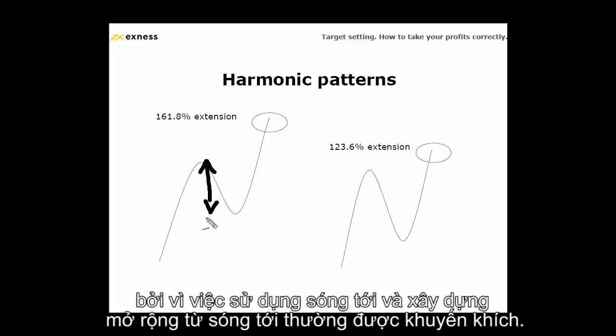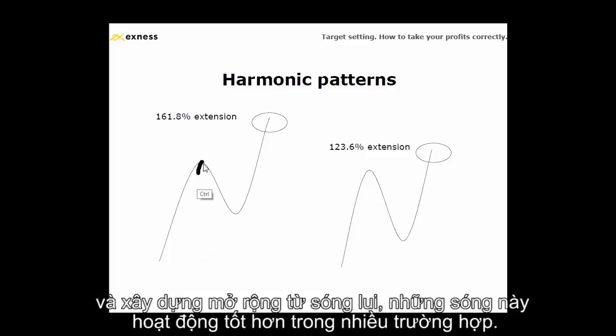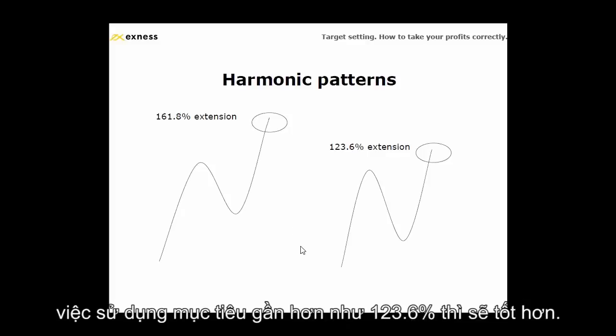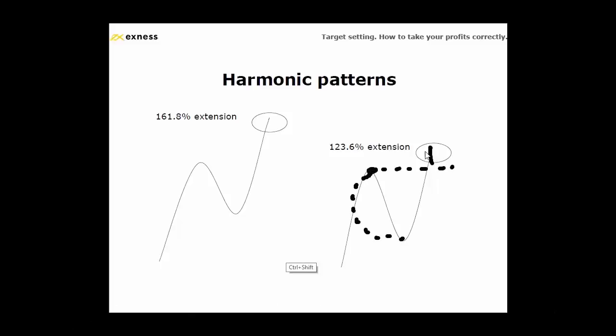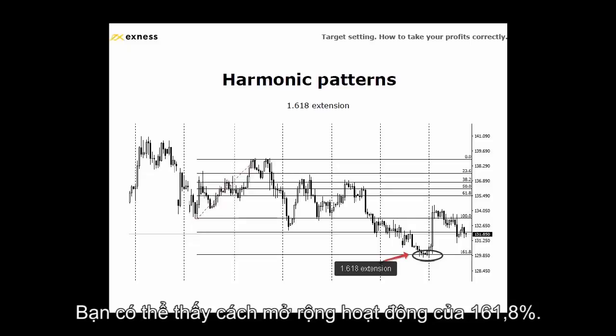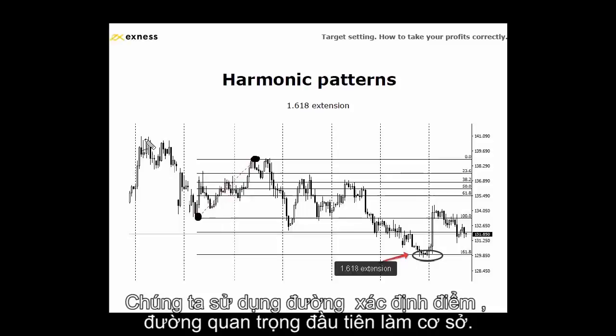It is very important because the popular method is to use the impulse, the height of the impulse. Instead, I recommend to use the height of the correctional move because it works better in many cases. As for a range-bound market, it is better to use a closer target, such as 123.6%. The example on this slide is showing Euro versus Japanese yen. It is the daily chart, and you see how the extension of 161.8% works. We use the correctional move, the first significant correctional move, as a base.